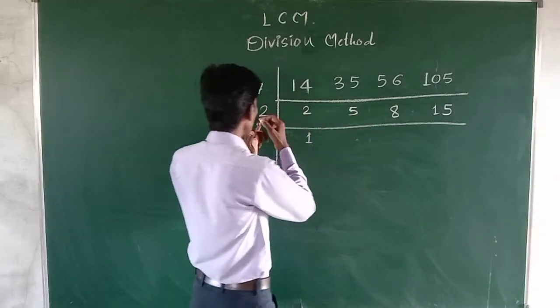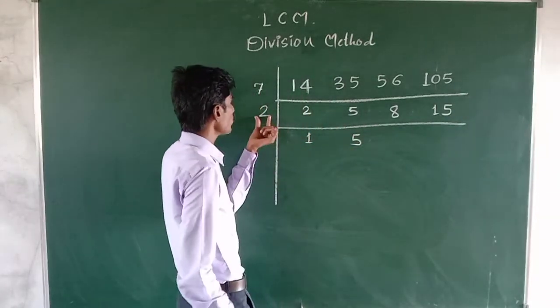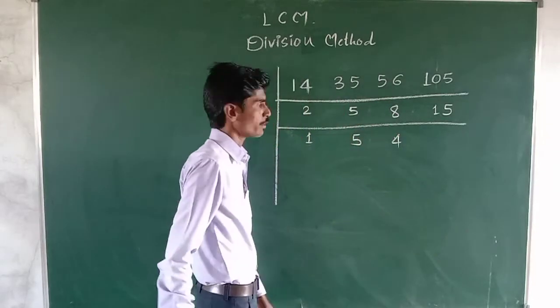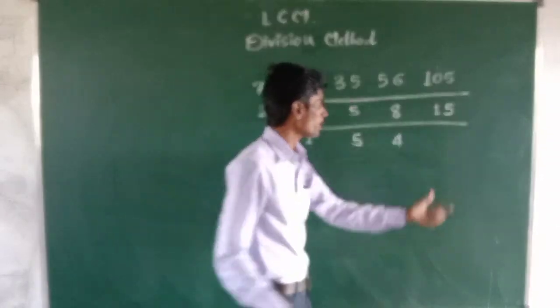Now 5 cannot divide by 2 exactly, that's why this 5 will come here as it is. Then 2 1s are 2. 2 4s are 8. Then 15 cannot divide by 2 exactly, that's why this 15 will come here as it is.